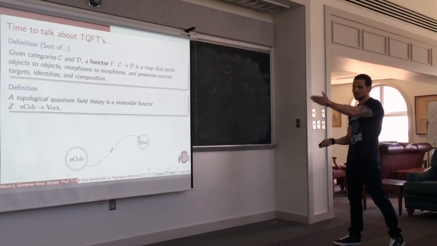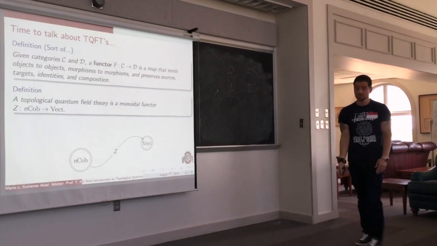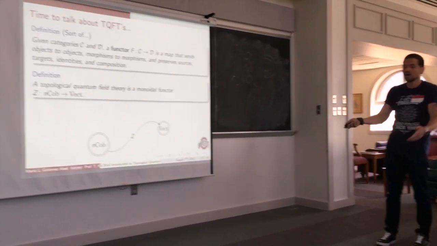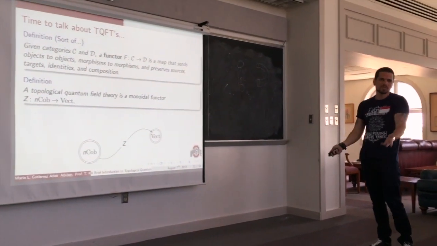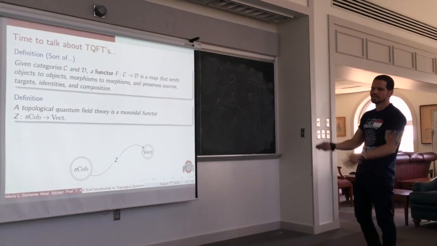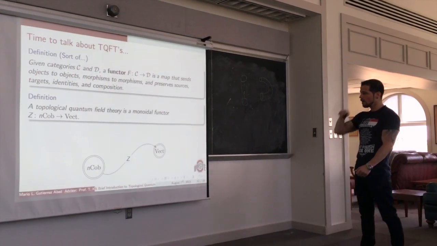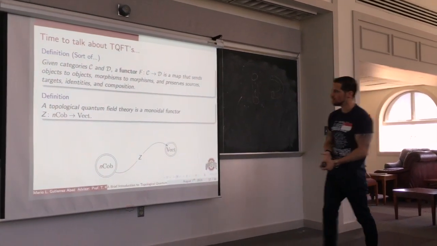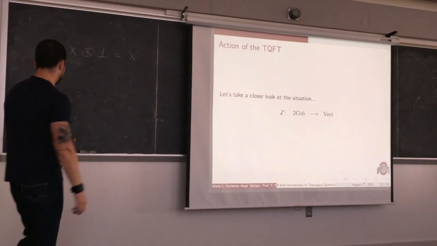So in this case, we have a topological quantum field theory. It's a monoidal functor going from the category of cobordisms to the category of vector spaces. You can define it in different ways. You can send it to modules instead of vector spaces, or you can send it to Hilbert spaces. But just to give you an example, we're taking the vector spaces to be the target of the TQFT. Now, why is it a monoidal functor? Because it has to preserve the monoidal product. You will see in a minute what I mean by this.